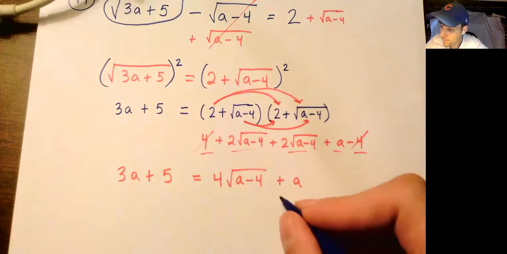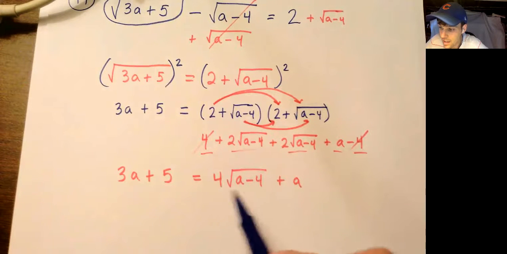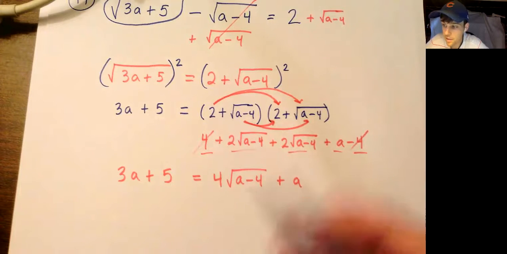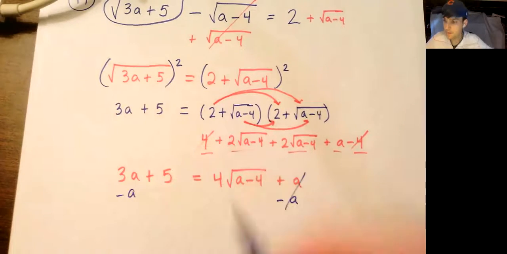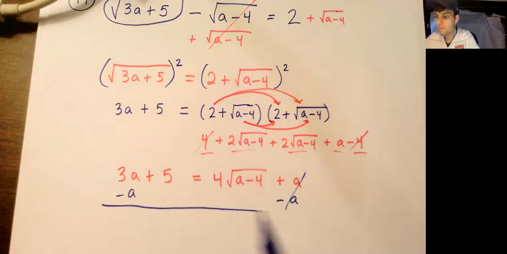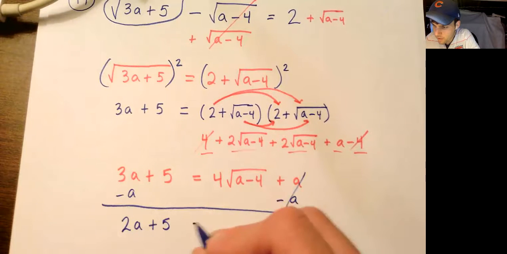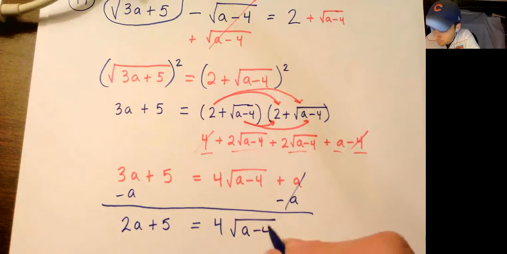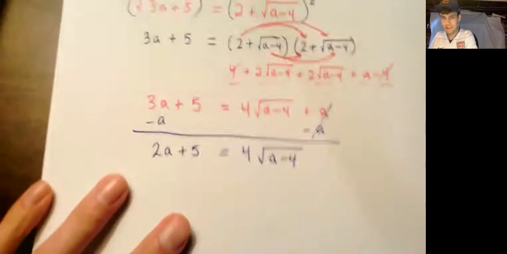All right. I am now going to try to isolate this. I want to get this all by itself here because I'm going to have to square again to get rid of this square root. Subtracting a, subtracting a. Get 2a plus 5 equals 4 root a minus 4. Cool. We are getting closer and closer with each step.